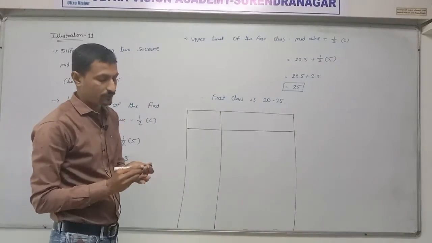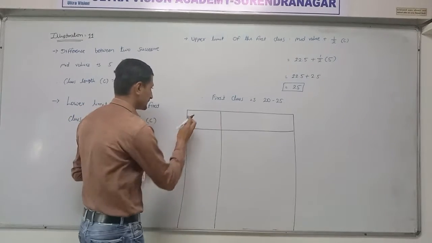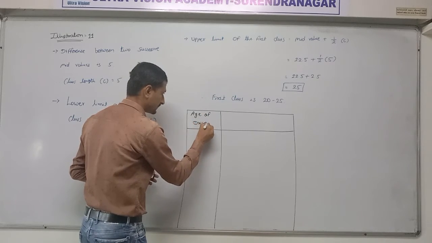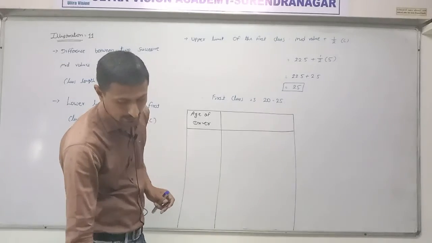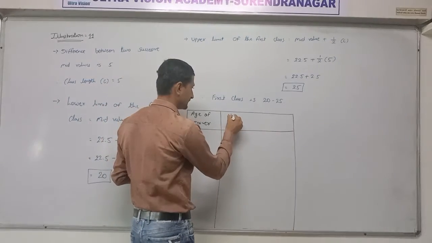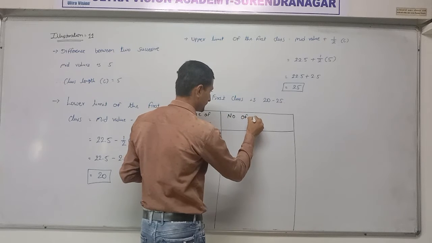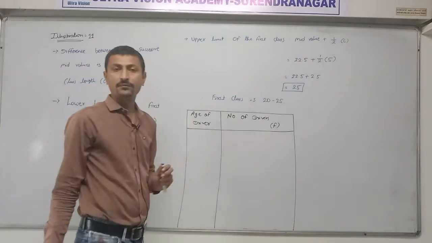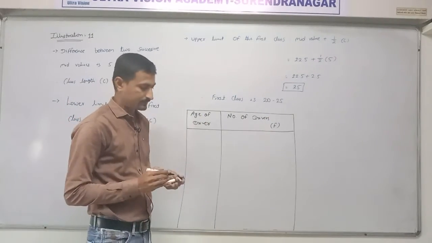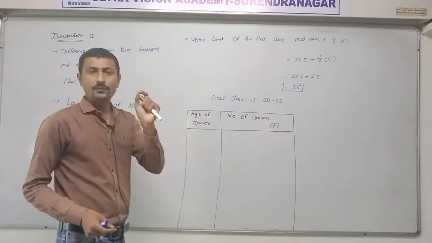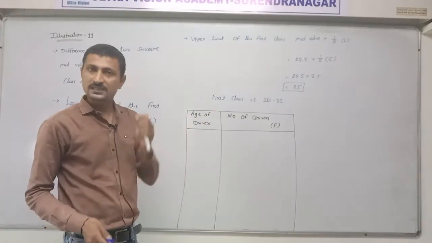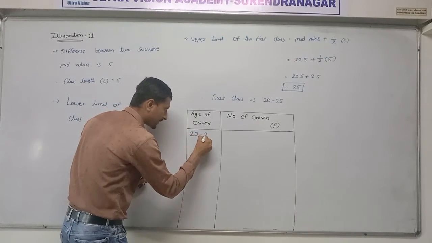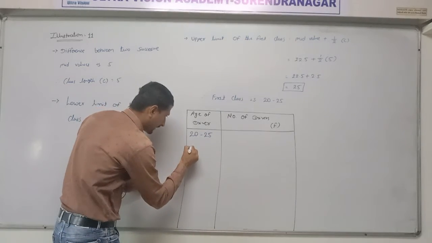In the first column write down age of driver, and second, number of drivers. This is our frequency F. So equal class length is 5. The first mid value is 22.5 and the last is 47.5. So our first class is 20 to 25.